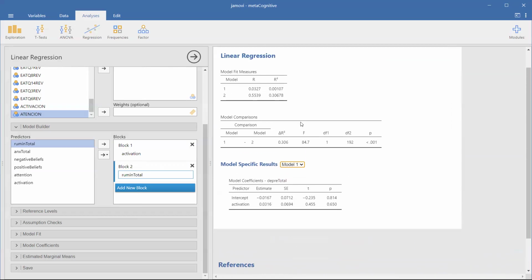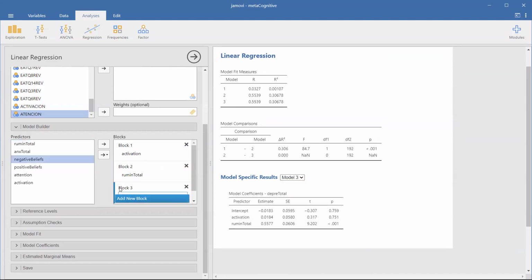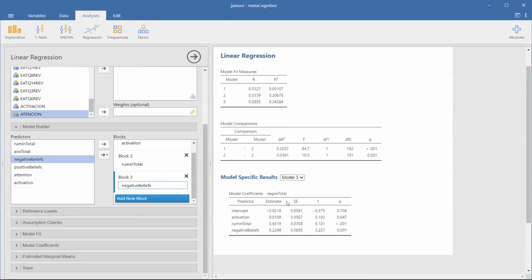And model 1 is here, only with activation. Then it adds termination. Then a new block adds negative beliefs, main effects. Now I have 3 models.